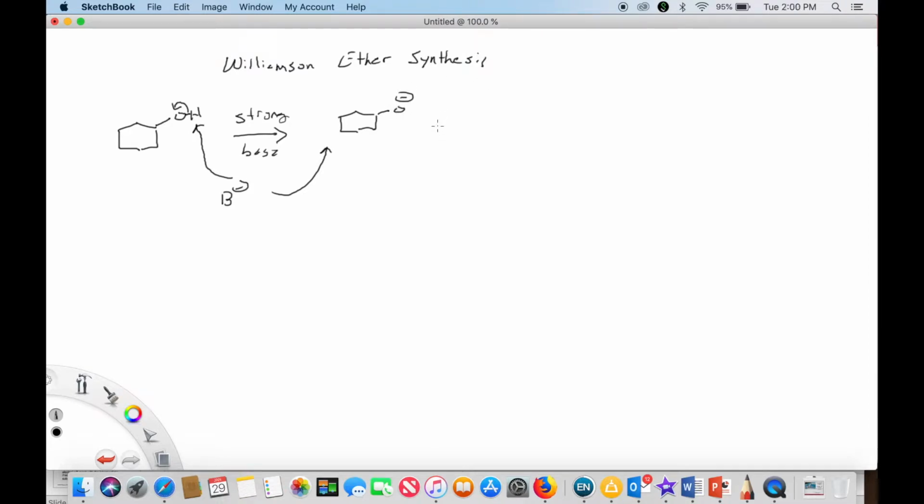And then we need some electrophile for that alkoxide to attack. So I'll just put it in generic terms here. We'll just do E+. This guy goes and attacks the electrophile, which for ether synthesis would be some carbon, right? And so we end up with this sort of deal here.